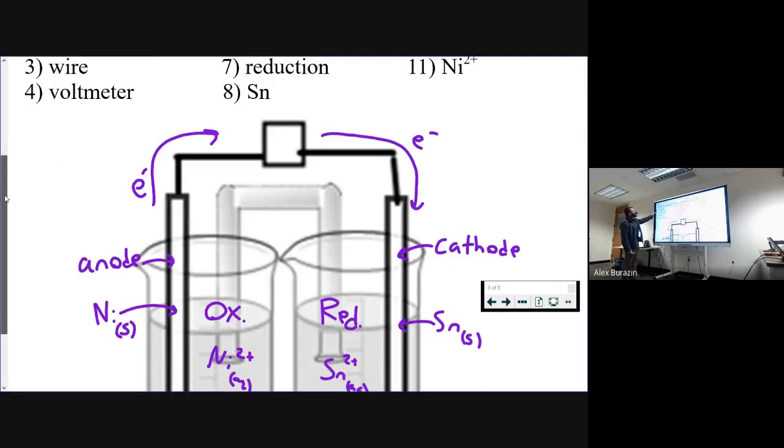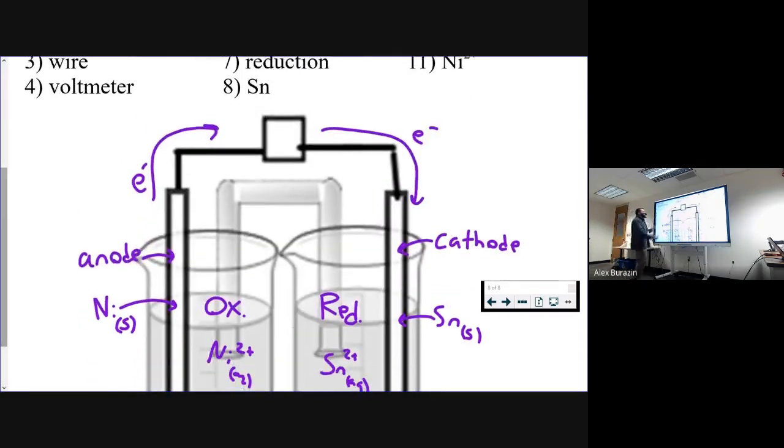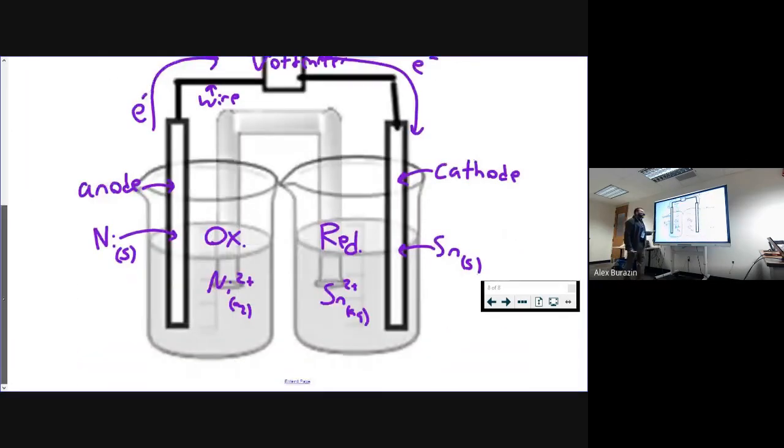What am I missing here? Wire. Okay, lost the wire. That's salt. This is my voltmeter. The voltmeter is measuring my potential, right? So in other words, this is what's telling me that it equals 0.11 volts. The device that can tell you the voltage of your system. Is that it? Salt bridge. I'm sorry, salt bridge.